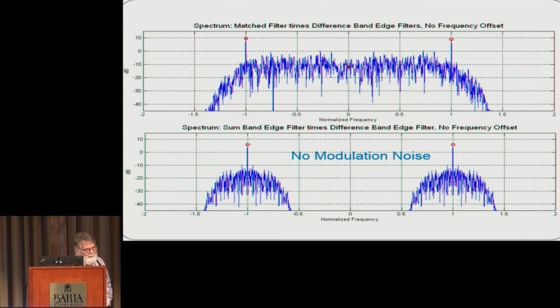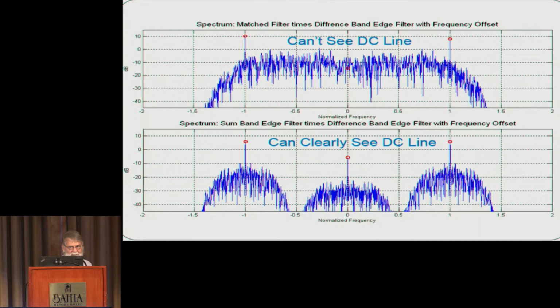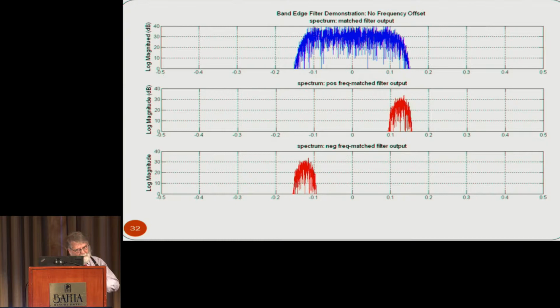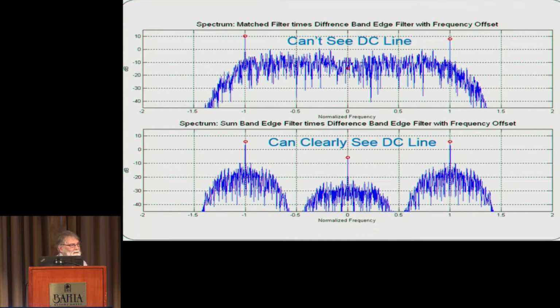The sum of the two filters multiplied by the difference of the two filters conjugate, and you get your spectral lines and no modulation noise. Same problem with the DC offset. So I offset the spectrum, and I do the filter times the derivative match filter conjugate, and there is a DC term, but you can't see it because it's buried in modulation noise. When you do the conjugate product of the sum and difference, you still get your two spectral lines, which are your symbol line, and you get a DC line whose magnitude is proportional to the frequency offset, and the sign tells you whether you shifted left or shifted right. Wonderful way to acquire frequency.